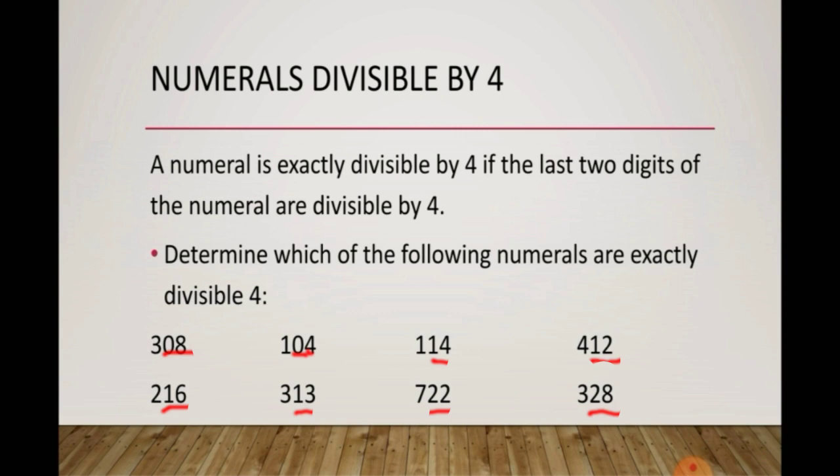In 412, the last two digits 12 are exactly divisible by 4. So 412 is exactly divisible by 4. In 328, the last two digits 28 are divisible by 4. So 328 is exactly divisible by 4.